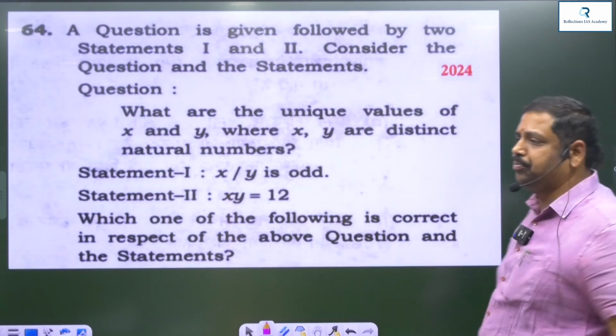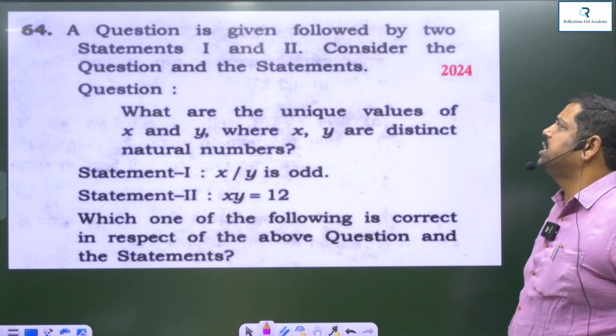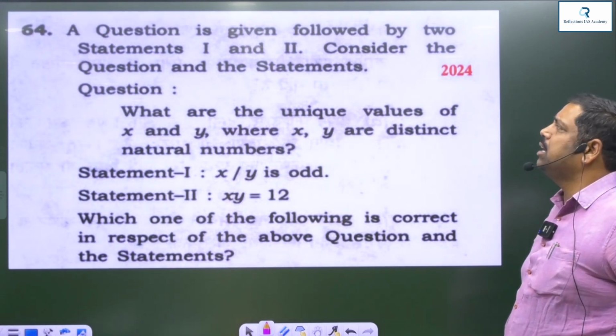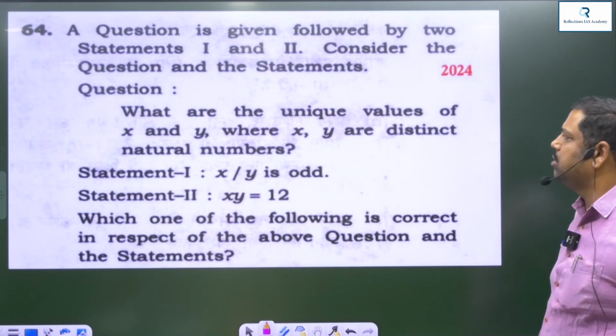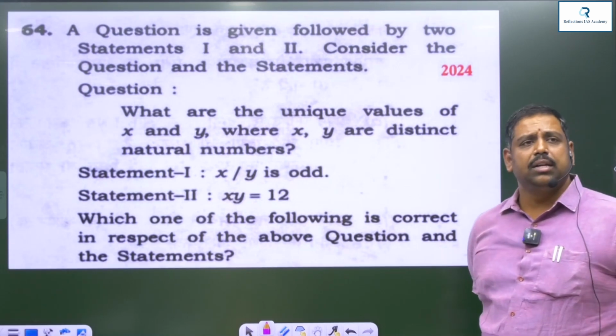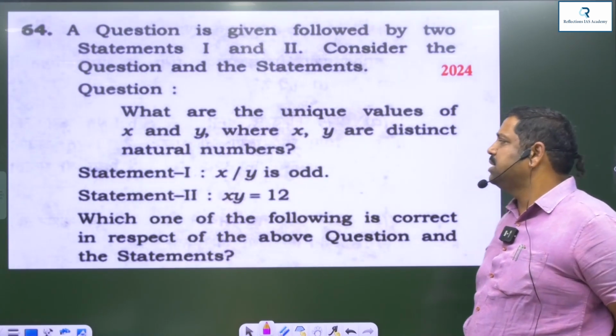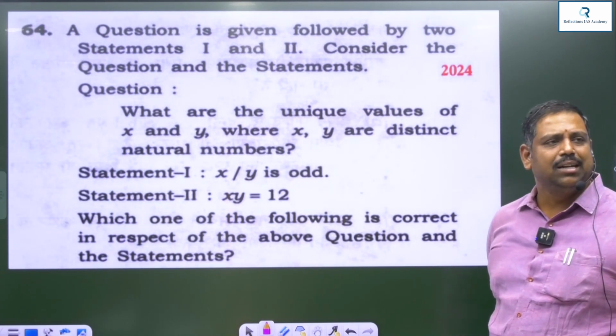Oh, good. See here. A question is given followed by statements 1 and 2. Consider the question and the statements. Question: What are the unique values of x and y where x, y are distinct natural numbers? The first one says that x by y is odd. X by y is odd.